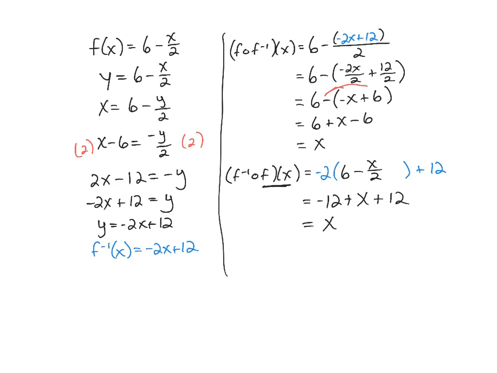So my inverse function is this negative 2x plus 12. And on the right-hand side, we verified. We got x for both answers. So we know it's, in fact, the inverse.